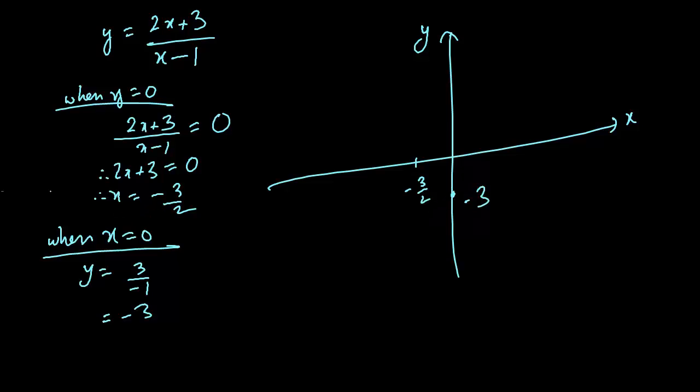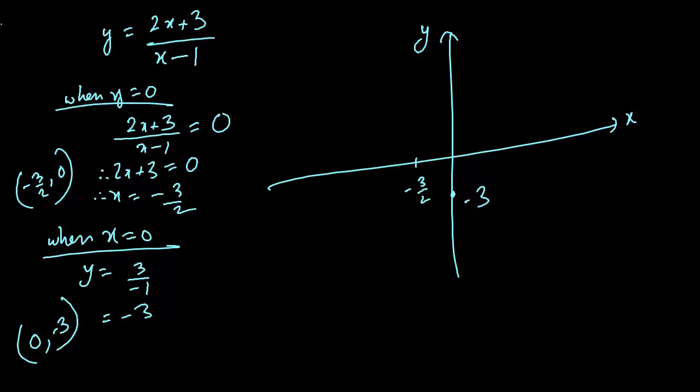If you write it as points, the x-coordinate here is -3/2 and the y-coordinate is 0. The x-coordinate here is 0 and the y-coordinate is -3. Now remember, when you have this rational equation where you have x both upstairs and downstairs, we have a concept called asymptote, because numbers cannot be divided by 0.